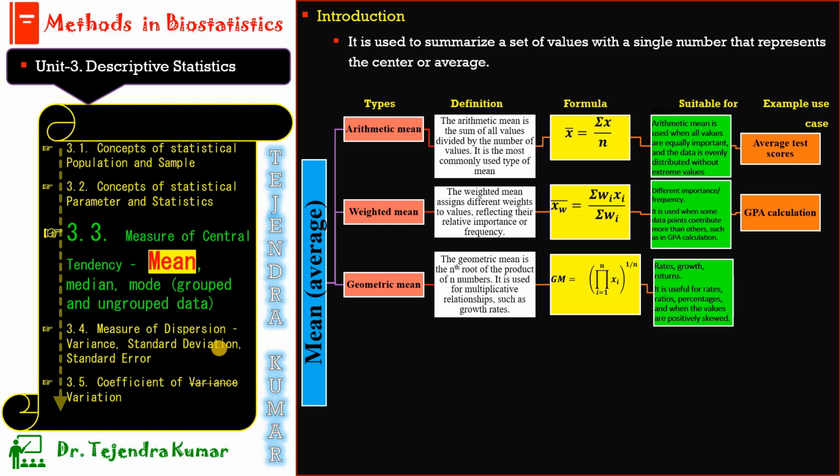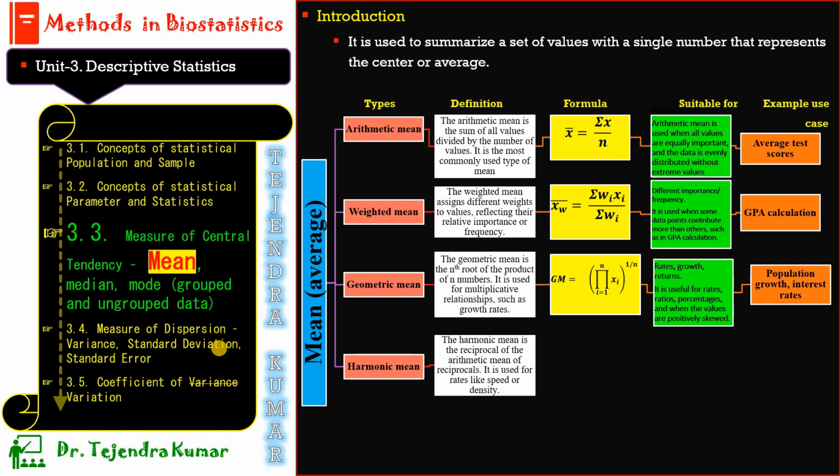Okay. Then rates, growth, returns, for these geometric mean can be used. It is useful for rates, ratios, percentages, or when the values are positively skewed. Example, population growth, interest rates.